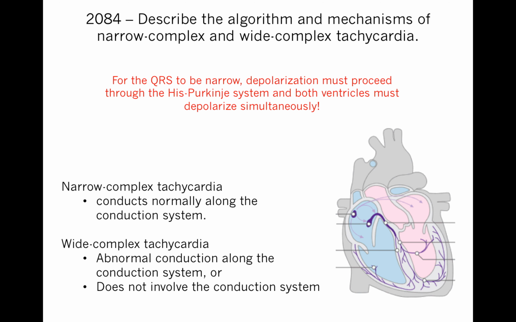So if the tachyarrhythmia is originating from the atria, and goes through the His-Purkinje system and both ventricles contract simultaneously, you will have a narrow complex tachycardia. In the tachycardia, all the QRS complexes will be narrow. If you have a rhythm originating from the ventricles, you will have a wide complex tachycardia. Or if it's originating from the atrium but there's disease in the His-Purkinje system, you will also have a wide complex tachycardia.